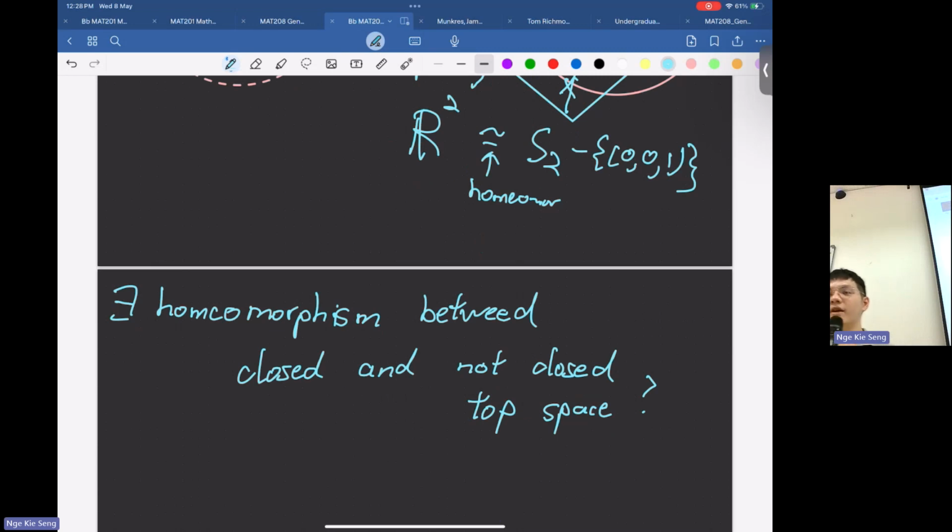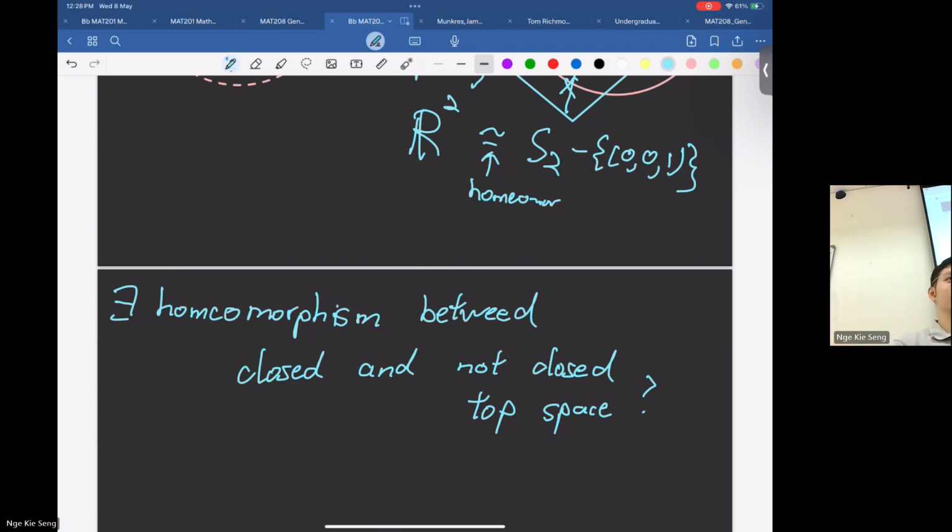Sorry, wait, let me think. I think not just closed, there's a more important thing inside here, but we haven't introduced the concept. Because R2 is also closed. Okay, R2 is not closed. Okay, yeah, continue.